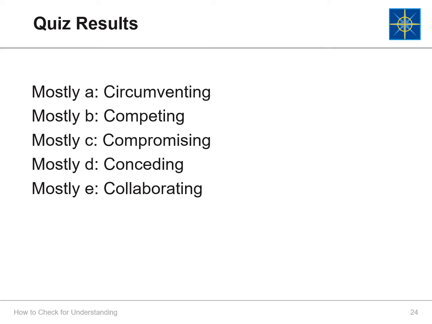If you checked mostly A, your preferred style is circumventing. If you checked mostly B, your preferred style is competing. If you checked mostly C, your preferred style is compromising. If you checked mostly D, your preferred style is conceding. And if you checked mostly E, your preferred style is collaborating.